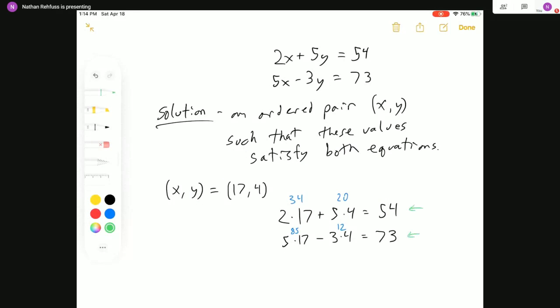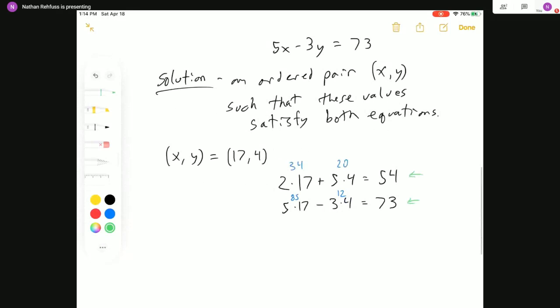That's why another word for this kind of problem, we could call it a system of equations, or we could call it simultaneous linear equations. So your solution has to work for both equations simultaneously.